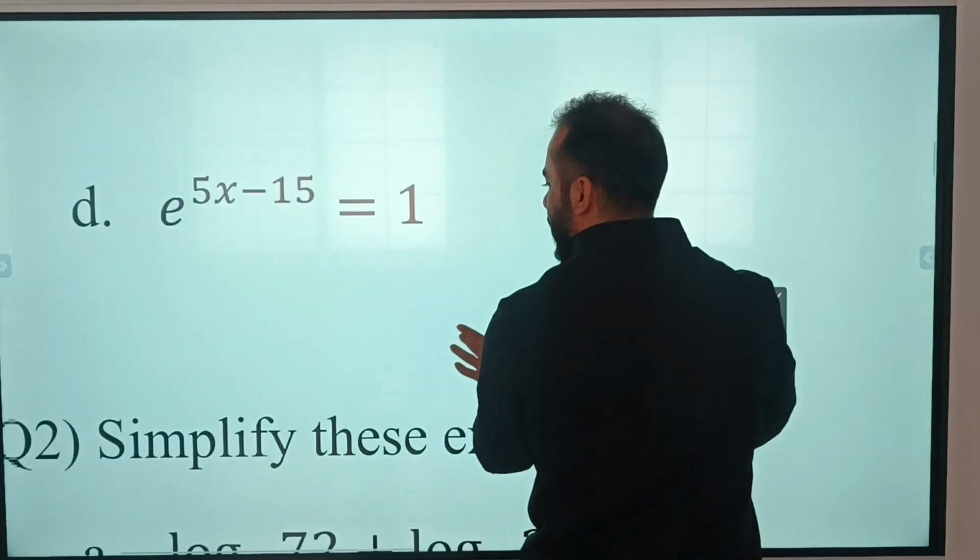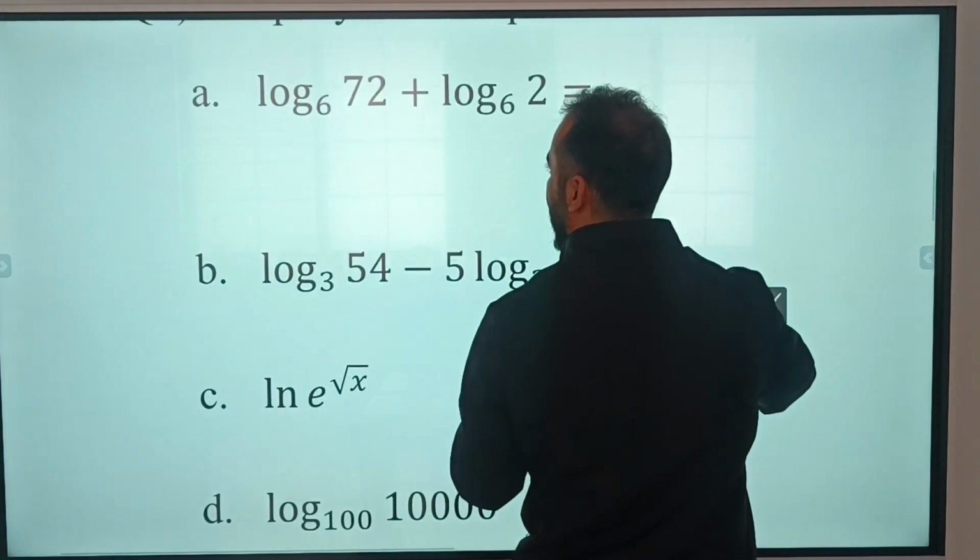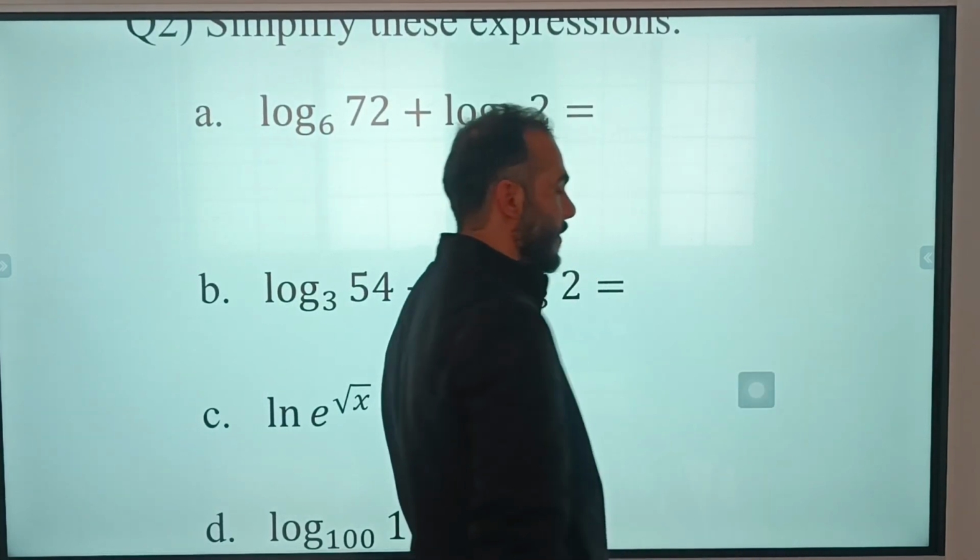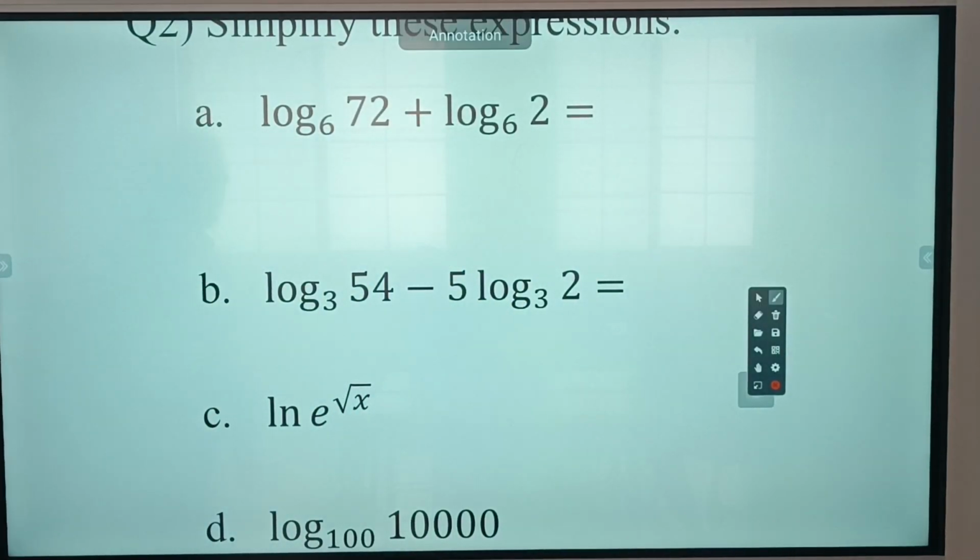We have some more questions, but this time about simplifying. How are we going to simplify these expressions?